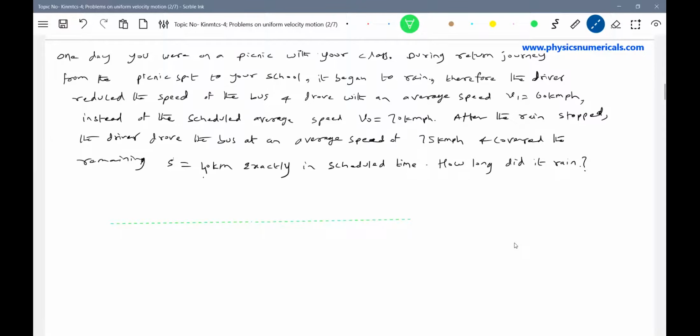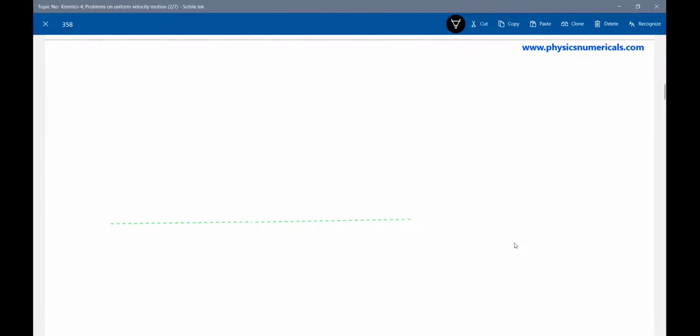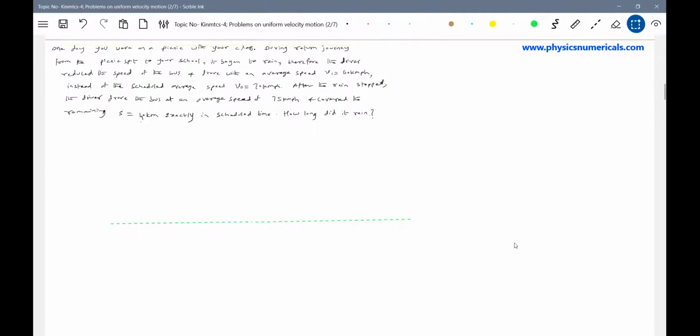It's very simple. I think we have read the question. Let me make it small so that I'll get enough space to scribble.